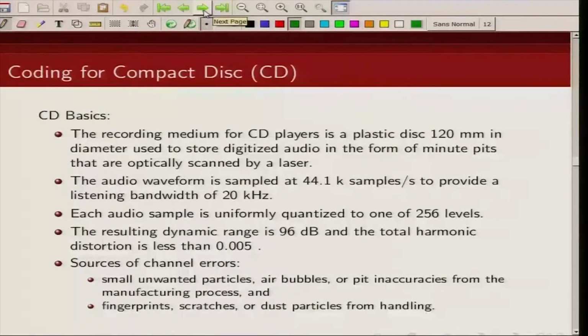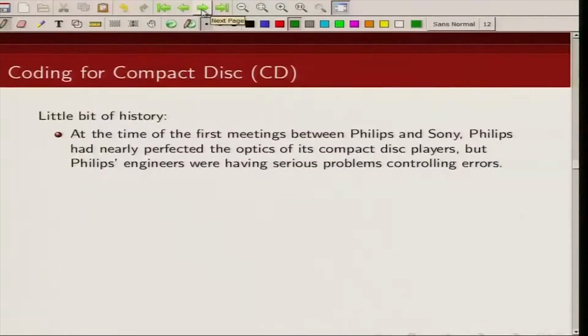So how does a CD correct these kinds of errors? You must have noticed that even if your CD has small scratches, your CD still plays. So how does it happen? This happens because of a very powerful error control coding which is used in the CDs. A little bit of history.